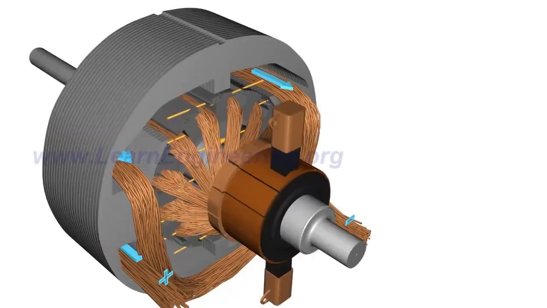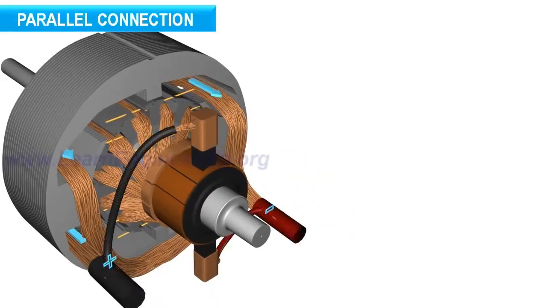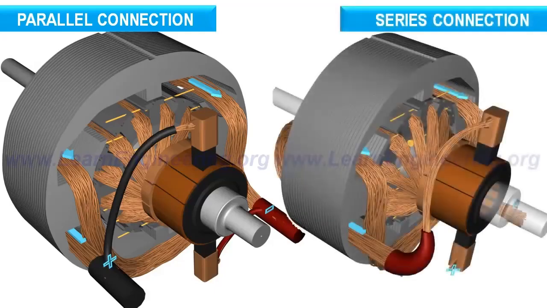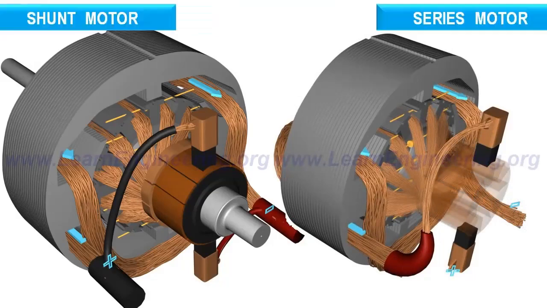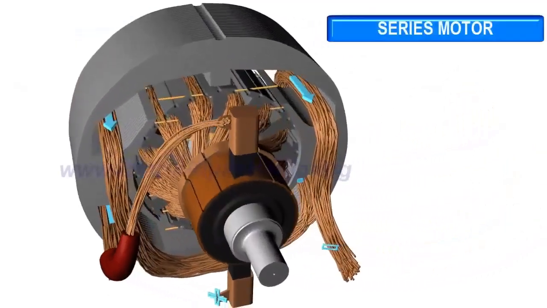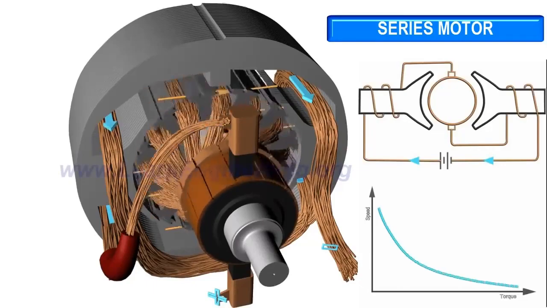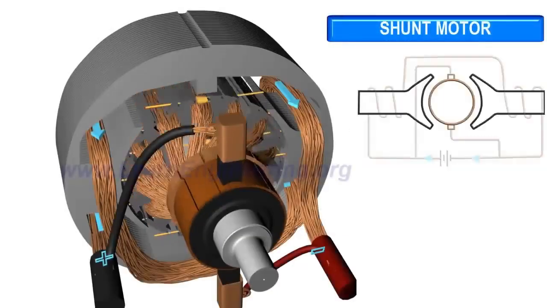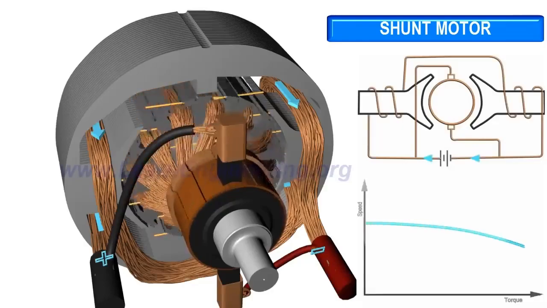The field coils can be connected to the rotor windings in two different ways: parallel or series. The result is two different kinds of DC motor constructions, a shunt and a series motor. The series wound motor has good starting torque, but its speed drops drastically with the load. The shunt motor has a low starting torque, but it is able to run almost at a constant speed, irrespective of the load acting on the motor.